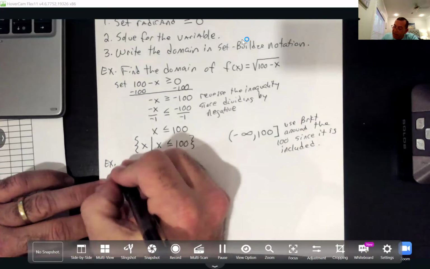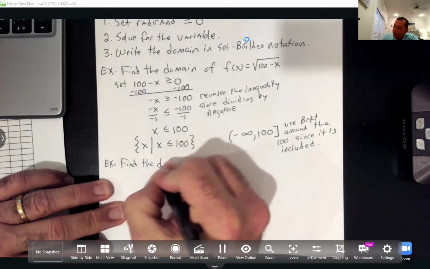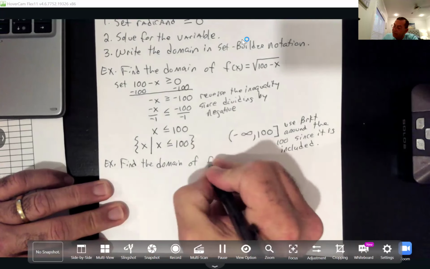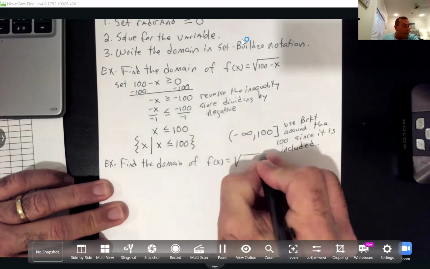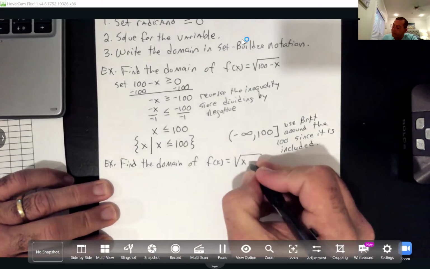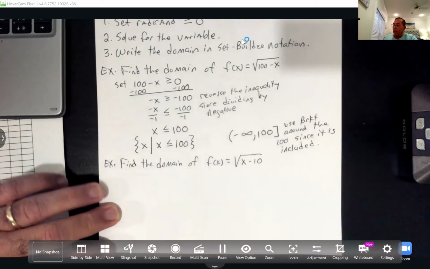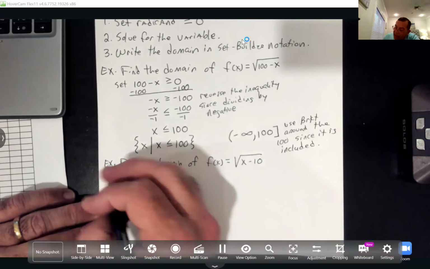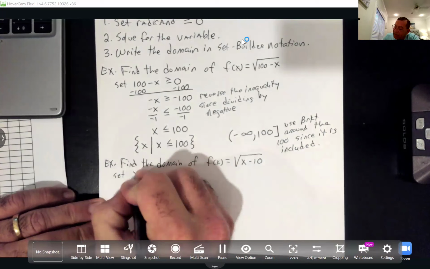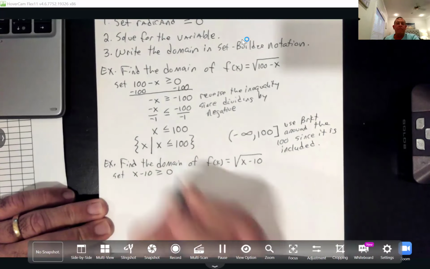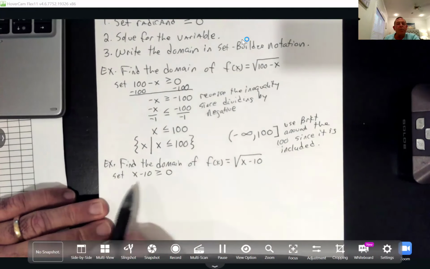So same thing, find the domain of f of x equals the square root of x minus 10. And y'all, x minus 10 is under the radical. So I'm going to set that: x minus 10 has to be greater than or equal to 0. And then we'll solve this one.